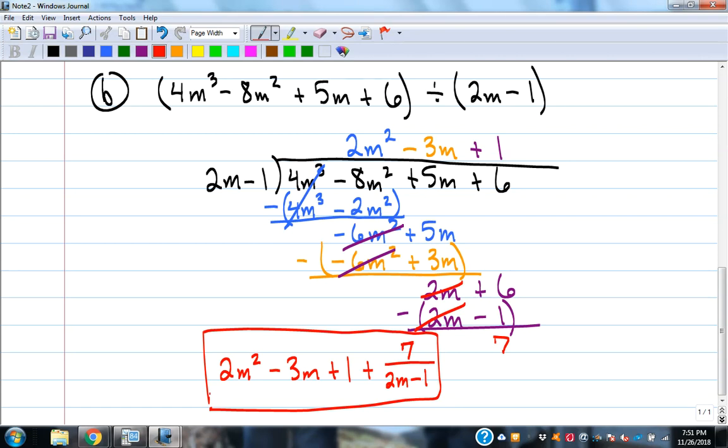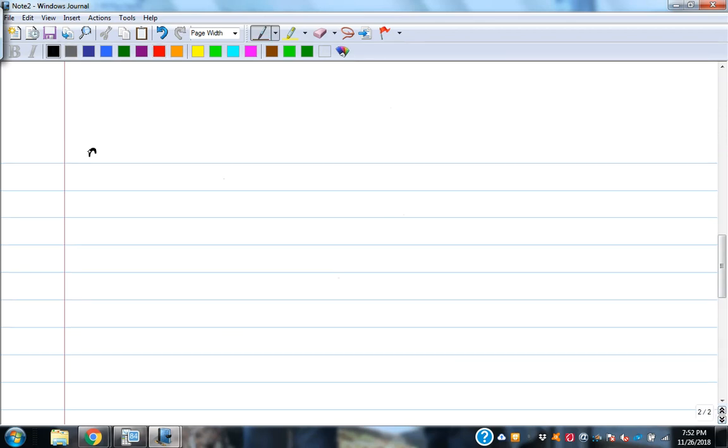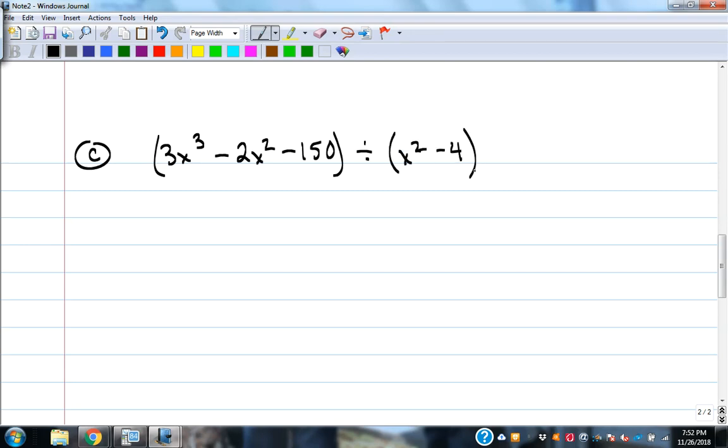Okay. All right. Let's look at this one. 3x to the third minus 2x squared minus 150, divided by x squared minus 4. So we have our division problem there. We want to set that up to do long division with. This one is one that you would have to do long division with.